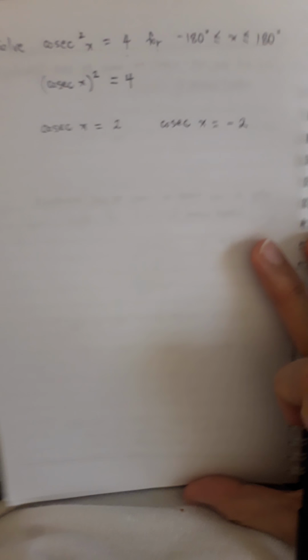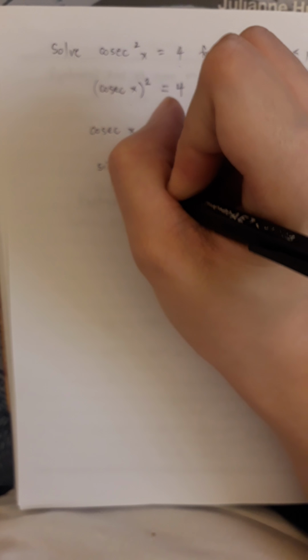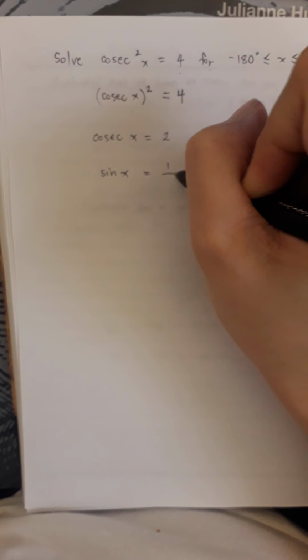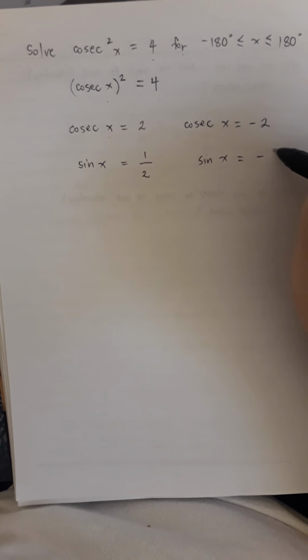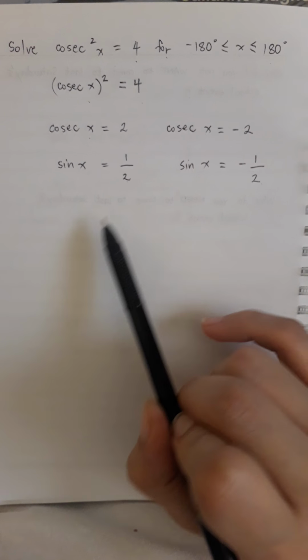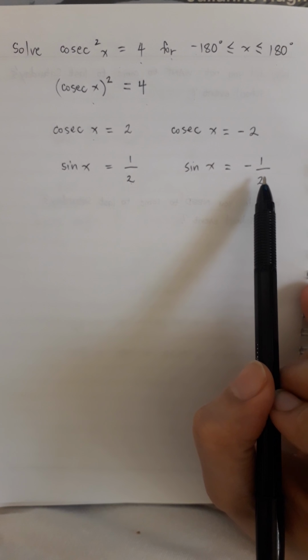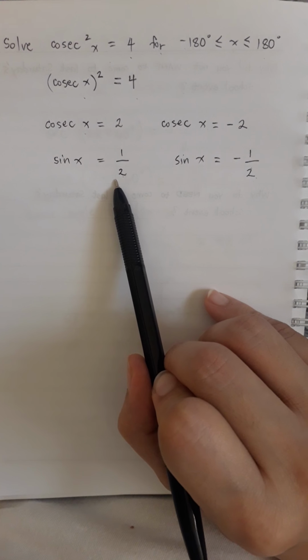This is called the domain, because we have the angle here to be x. So what's next? These two equations already look familiar to us. Now we will use the reciprocal ratio to solve cosecant x. That is sine. So sine x is 1 over 2, and here sine x is negative 1 over 2. The ratios are the same. Both ratios are 1 over 2. It's just that one of them is negative and the other is positive.